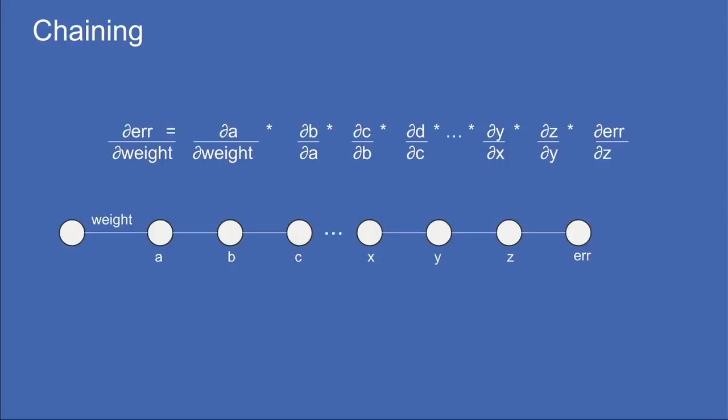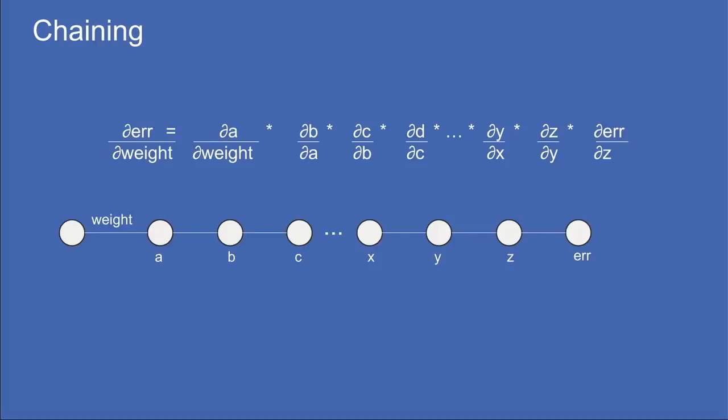If I have a weight that's deep into my neural network and I want to know how much my error is going to change if I tweak it up or down, I want to know the slope of my loss function with respect to that weight. Then I can just break it down and say, okay, if I change the weight, how much does A change? If I change A, how much does B change? If I change B, how much does C change? And chain it all the way down.